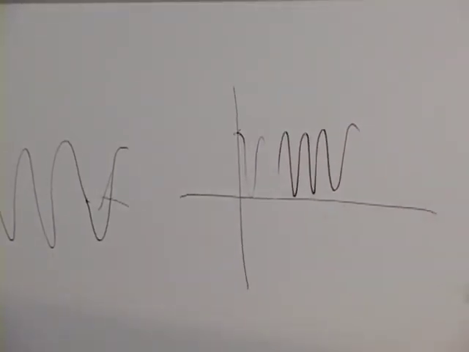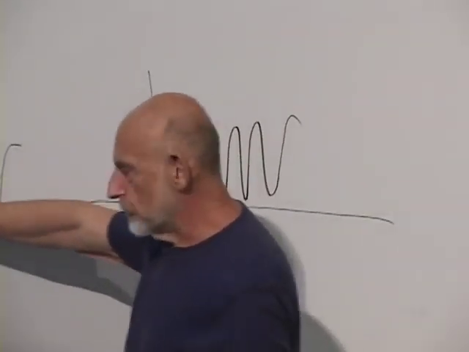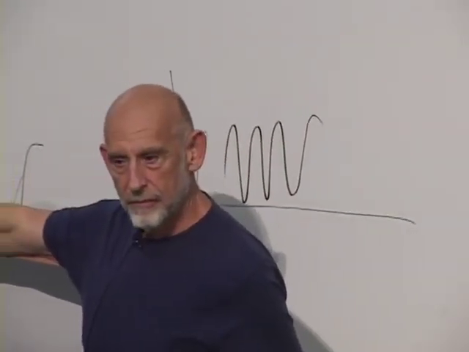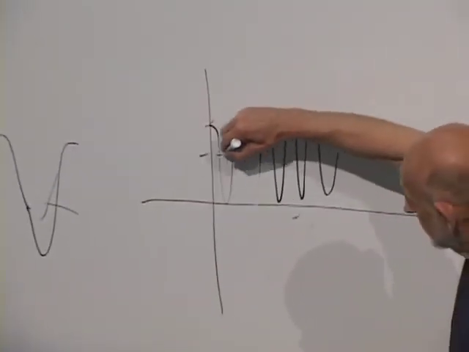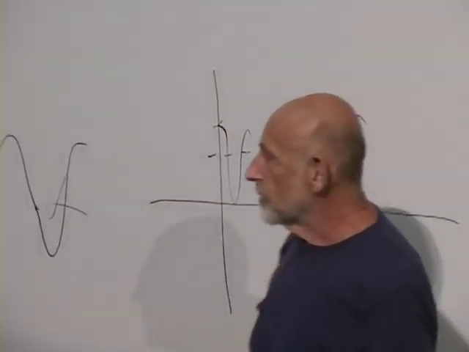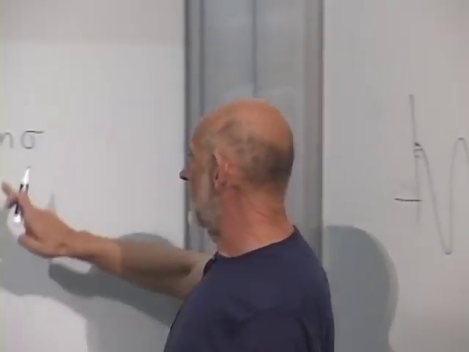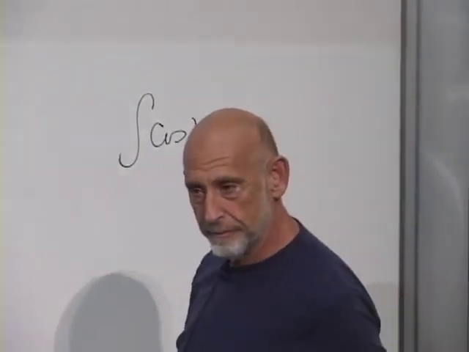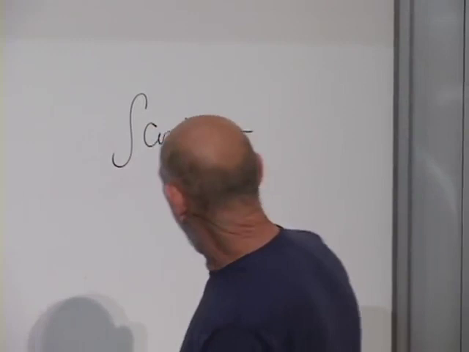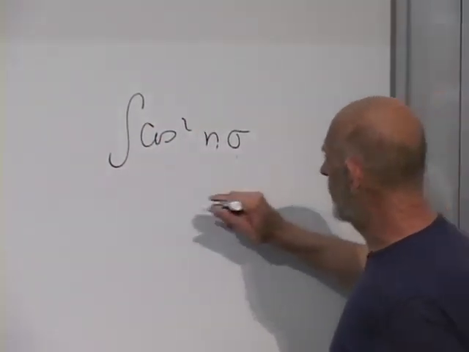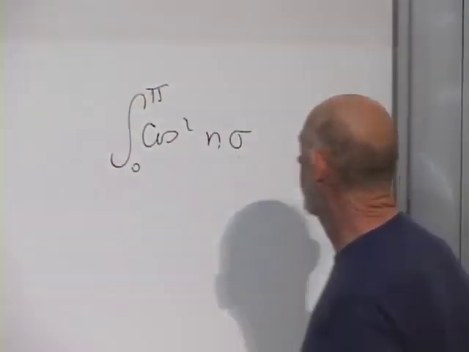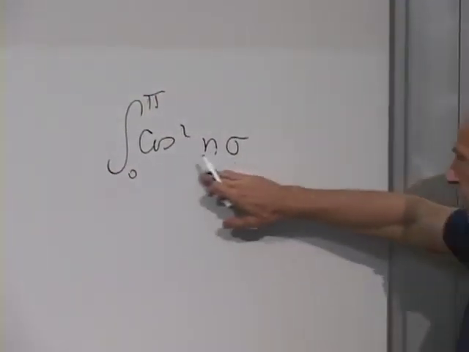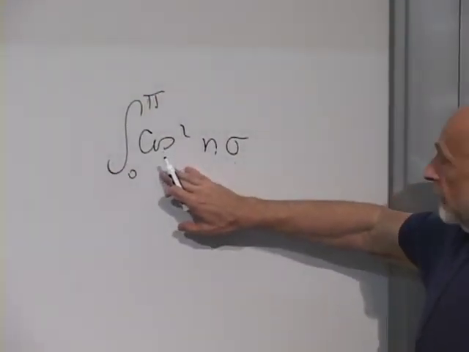The square of it looks like that. What is the average of the cosine? 0. What is the average of the cosine squared? A half. So in particular, if you integrate cosine squared, you can just say the average of cosine squared is a half, but you're integrating it between 0 and pi. So this function on the average is just a half.